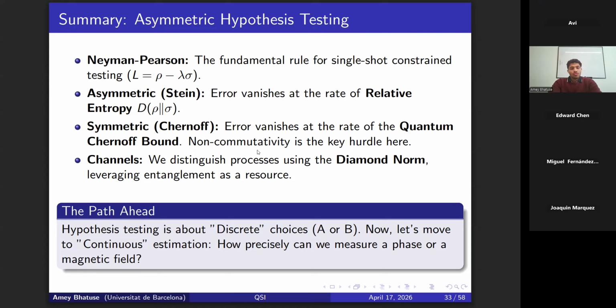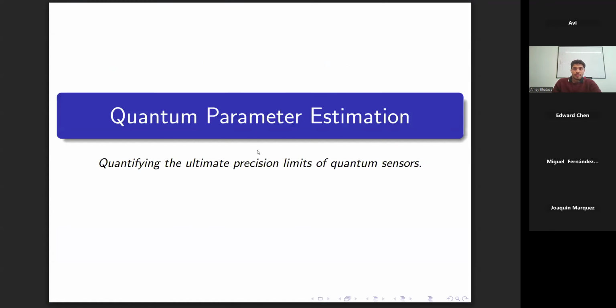Okay, so far we have seen a problem where we were already given the states, and we just wanted to distinguish whether it was one or the other. Now, let's ask a question: what if we want to estimate a continuous parameter rather than a discrete choice where it's one or the other? And then we also want to ask, how precisely can we do it? So here comes the section on quantum parameter estimation.